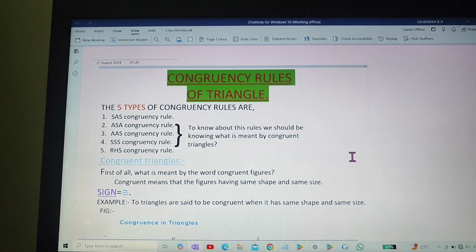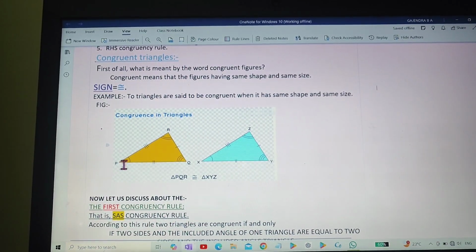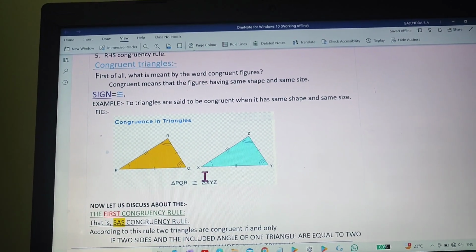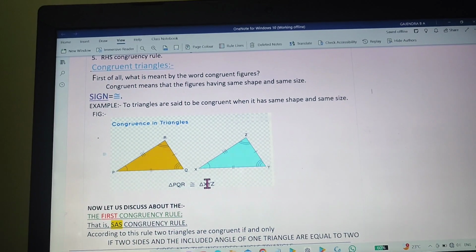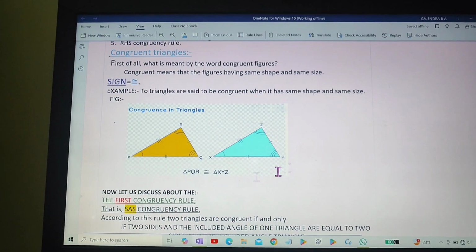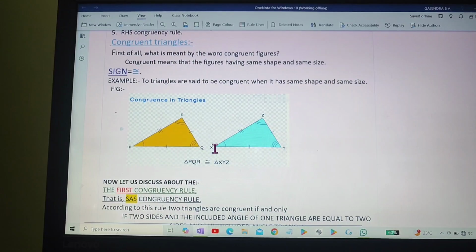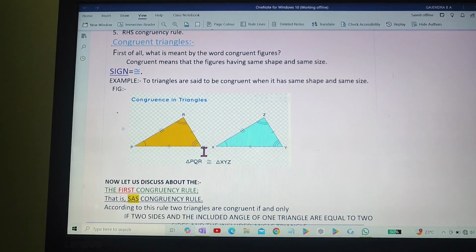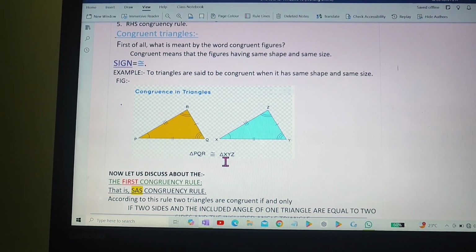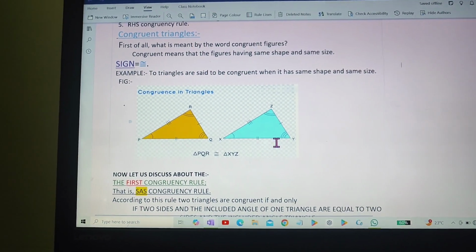For example, two triangles are said to be congruent when their corresponding sides are equal. Here PR and XZ are equal. Here PQ and XY are equal. Here RQ and ZY are equal. And their angles are also equal. Angle P equals angle X, angle R equals angle Z, angle Q equals angle Y. So this is said to be triangle PQR is congruent to triangle XYZ.